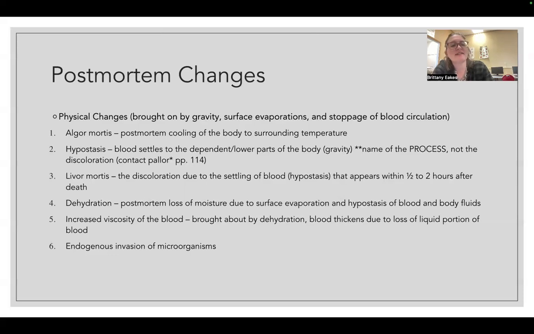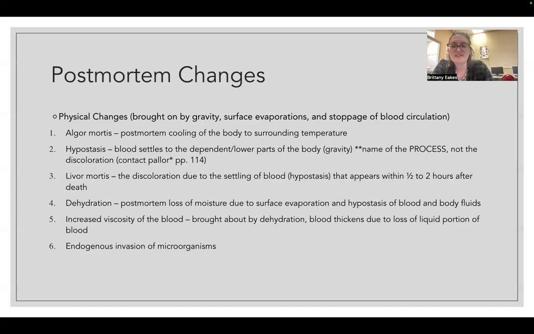Livor mortis is the settling of blood, well, from hypostasis. Livor mortis is the discoloration. This can appear within a half hour to 2 hours after death if it didn't occur in the agonal period. Livor mortis is a post-mortem intravascular blood discoloration that's a result of hypostasis. It's also known as post-mortem lividity or cadaveric lividity.